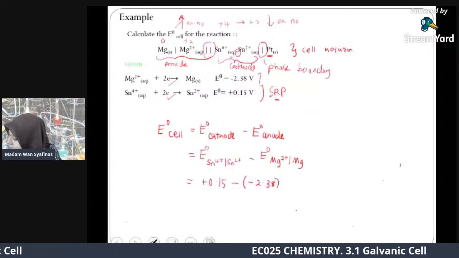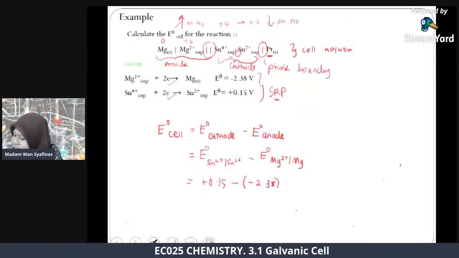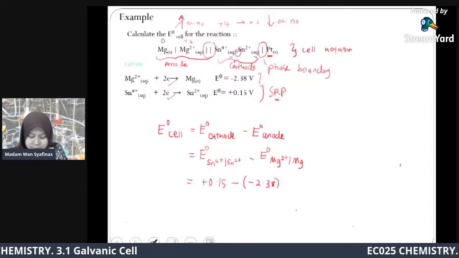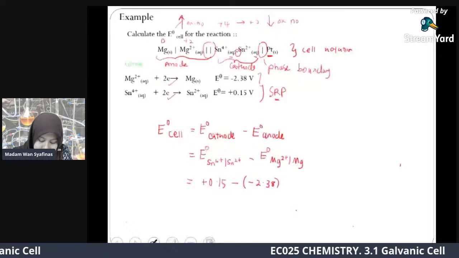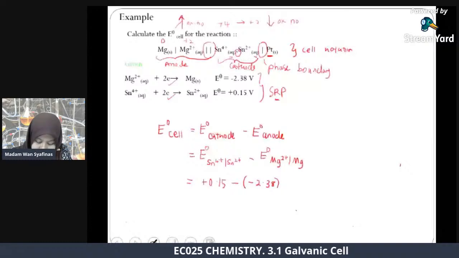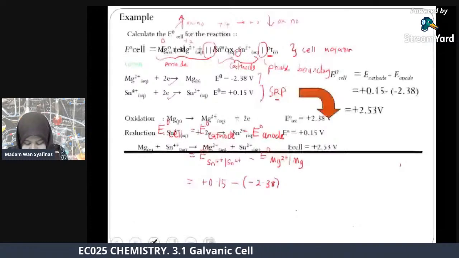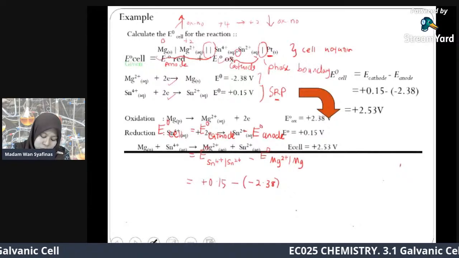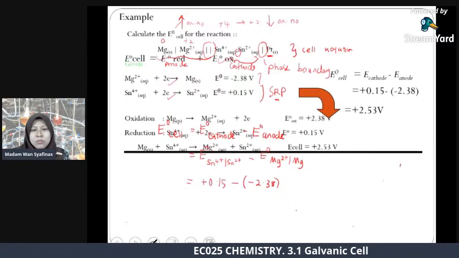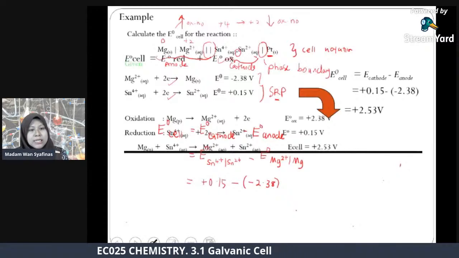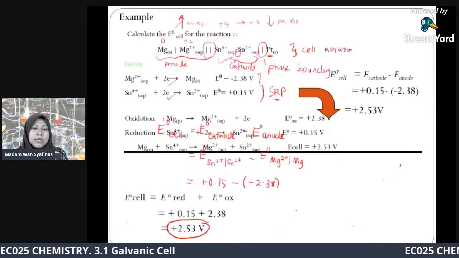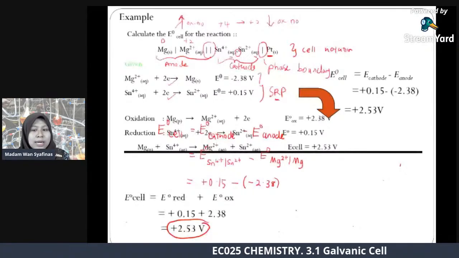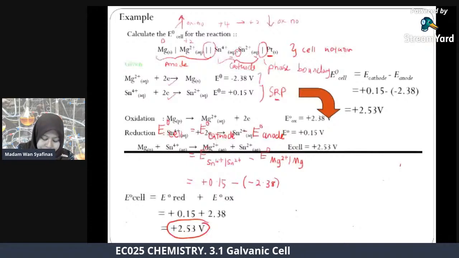Okay, nilai dia kat sini kamu akan dapat dia punya nilai E naught, positif 2.53. Ni positif 2.53. Okay, so bila kita calculate kita akan dapatlah positif, tu saya kata tadi positif negatif dekat depan tu kita letak, sebab positif tu menunjukkan spontaneity ataupun reaction tu berlaku dalam keadaan spontaneous. Okay.